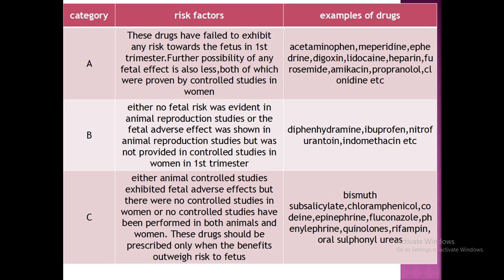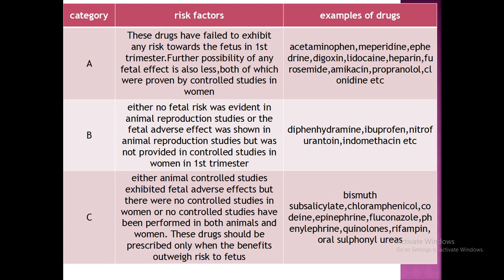Category C: either animal studies exhibited fetal adverse effects but there were no controlled studies in women, or no controlled studies have been performed in both animals and women. These drugs should be prescribed only when the benefits outweigh the risk to the fetus. So if the benefits are more than the risk, then this kind of category C drug will be prescribed.